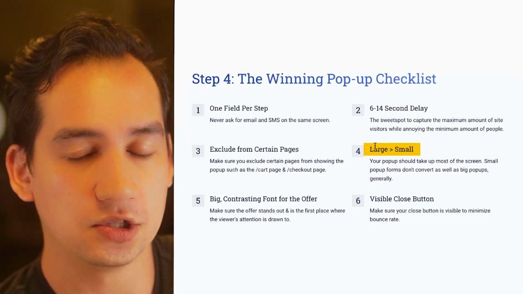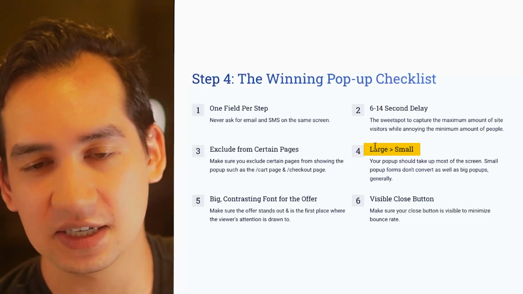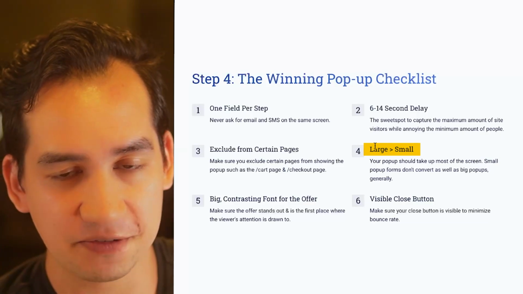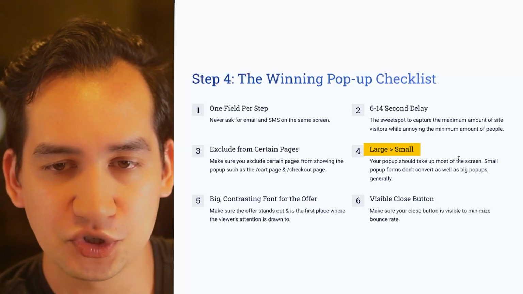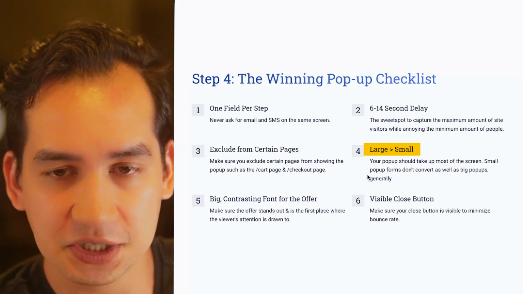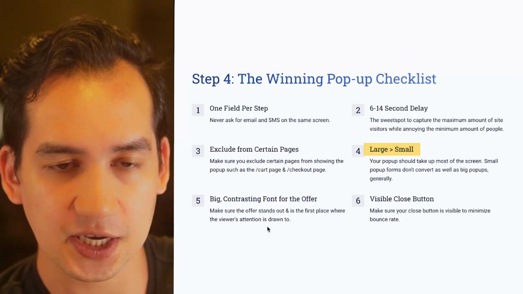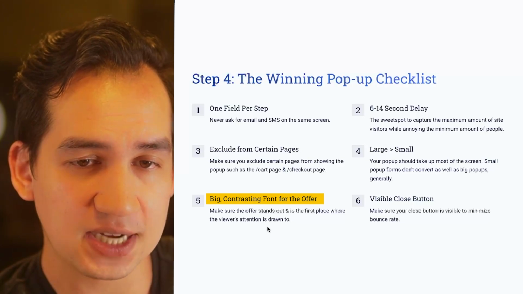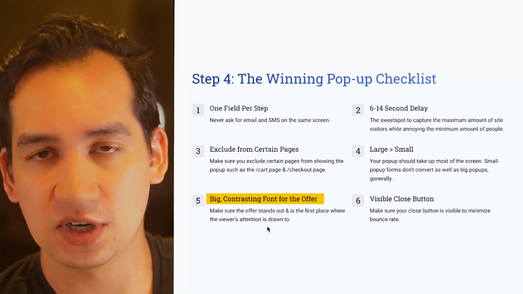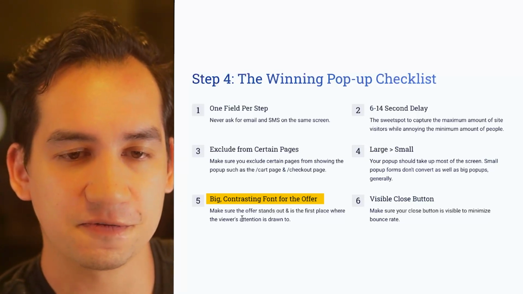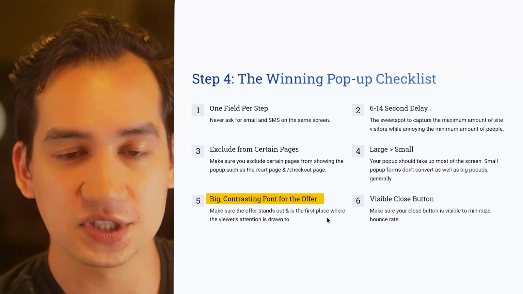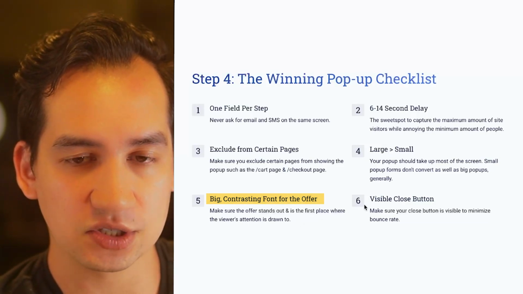Step 4, large is generally most of the time more effective than small. Your pop-up should take up most of the screen. Small pop-up forms don't convert as well as big pop-ups, generally speaking. Step 5, big contrasting font for the offer. You want it to stand out, and you want it to be the first thing that they notice when the pop-up appears on their screen.